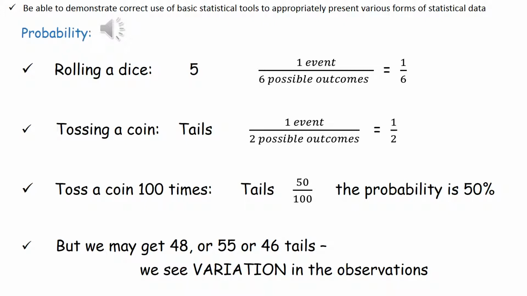Tossing a coin 100 times and applying the probability of 1 in 2, we could expect to get that tails 50 out of those 100 times. But we may not get it 50 times. We are likely to see variation there where we might get 48 or 55 tails. This is natural variation in our probabilities.